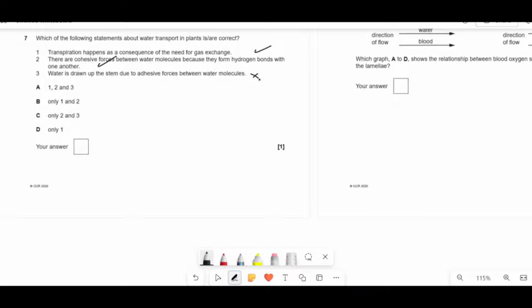Water is drawn up the stem due to adhesive forces between molecules. Well, no, it's cohesion that does it. So, and tension as well. So they stick to each other, but then the tension is what's pulling them up, not the fact that they're sticking to each other. So it's only 1 and 2, so it's got to be B.